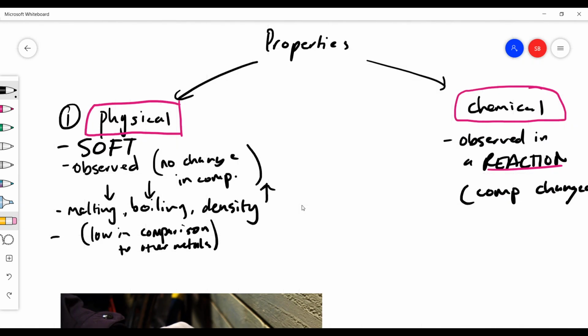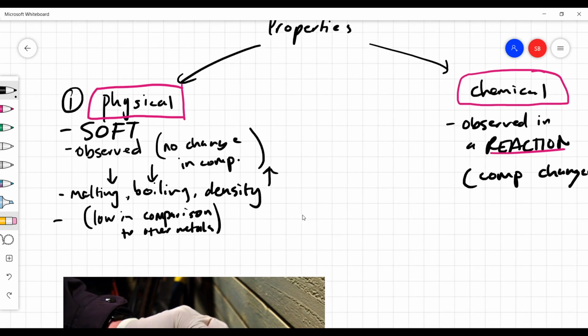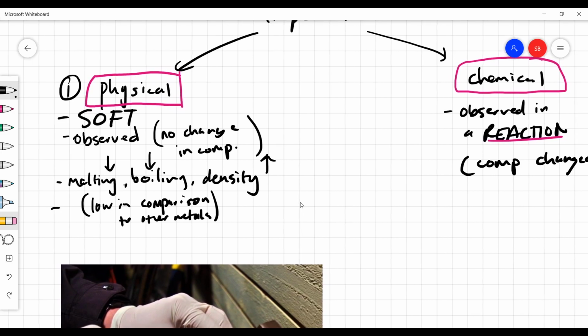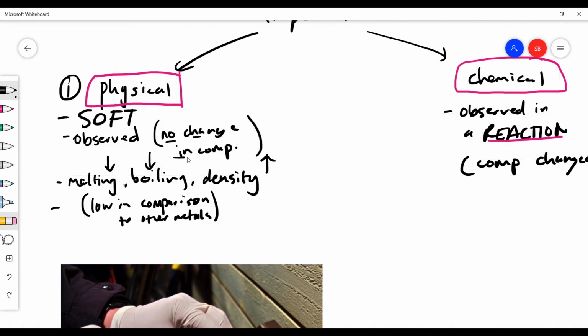Okay, so that's something I'd like to mention. Cool. So what does this mean, no change in composition? This means that I haven't changed the composition. I've just got sodium as is. It is a solid. If I represented it in an equation, I put the state symbol as a solid. This is what it would be.